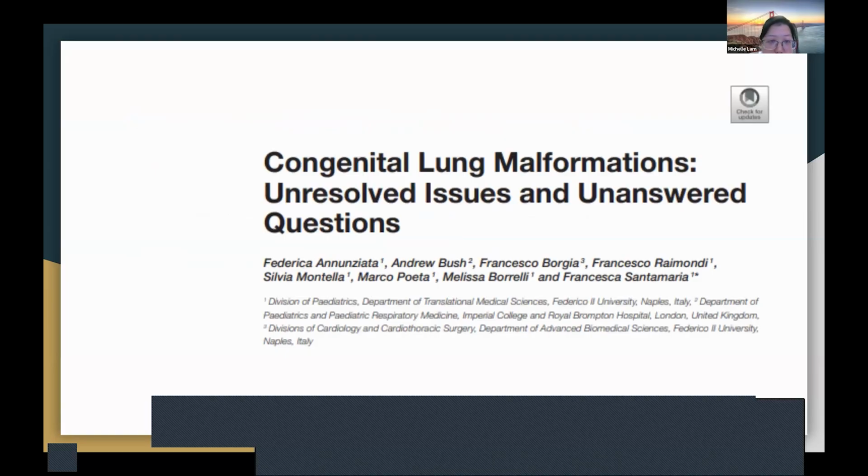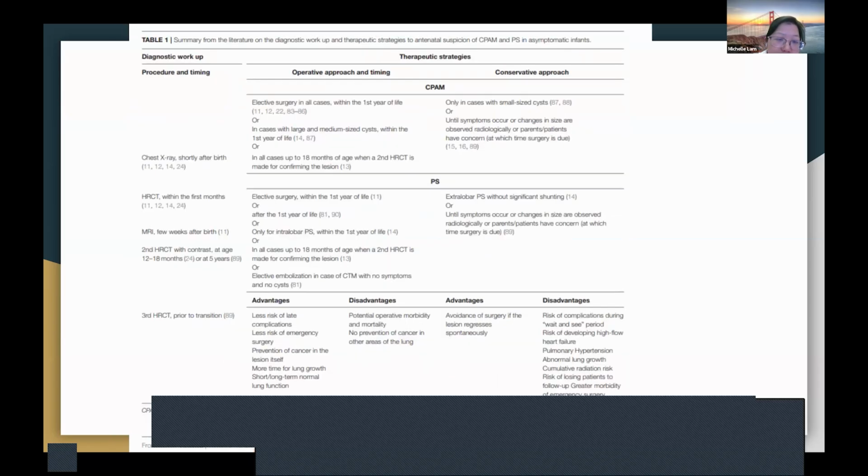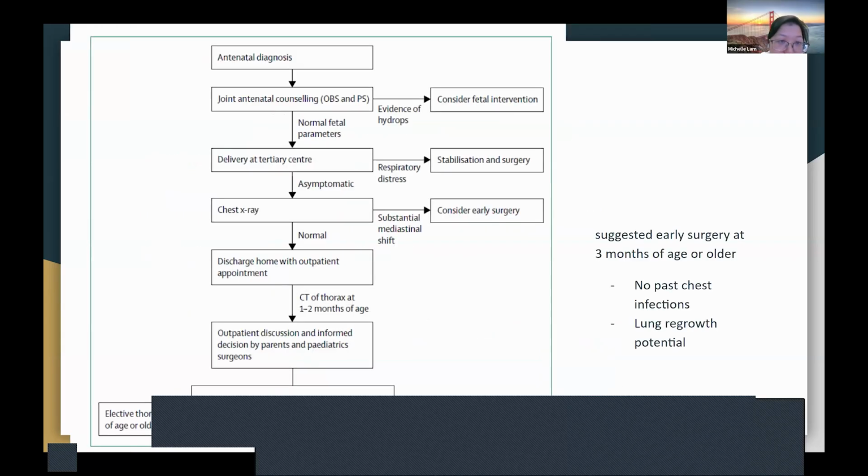There has been a paper on congenital lung malformations, some unresolved issues and unanswered questions. In this paper, there was a flow chart showing whether and how to investigate these lesions, whether they are detected antenatally or postnatally, and how they should be managed. However, most of them are overseas studies, and there have been no studies in Hong Kong on which will be the best approach in managing these lesions.